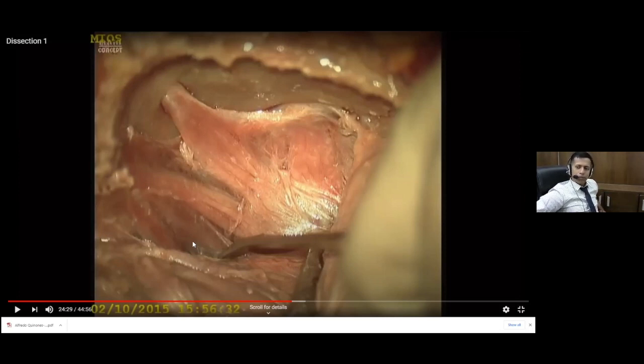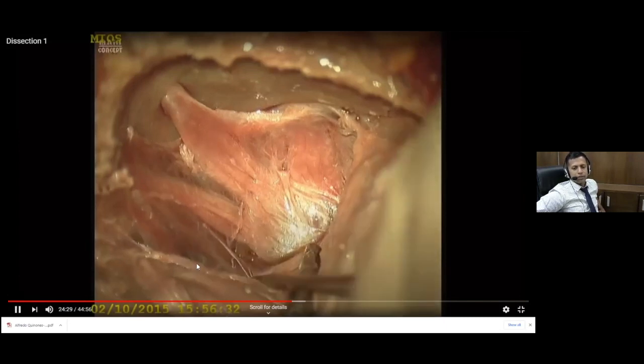Okay, that triangle, if it is developed, you can see the C5 portion of the carotid, the C4 portion of the carotid, and you can see the meningohypophyseal trunk, all that you can see. Okay, right.